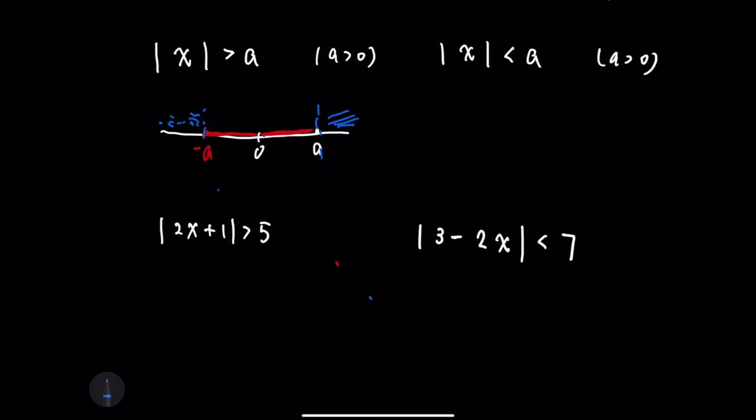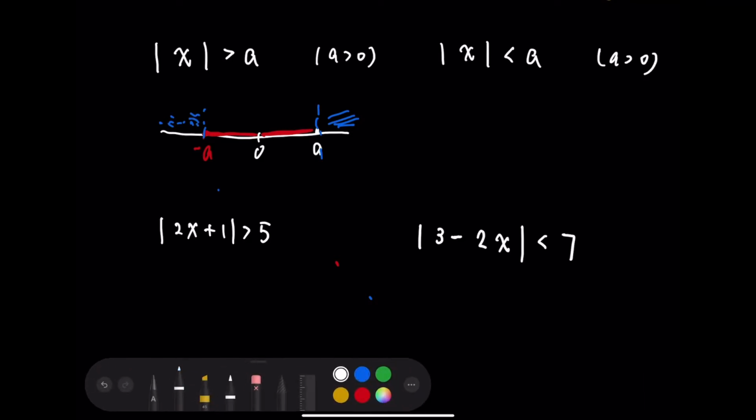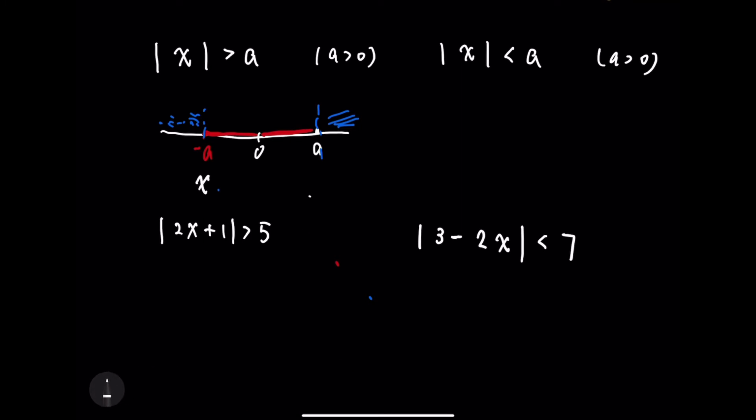So from this drawing here, we can conclude that x needs to be bigger than a, or x needs to be less than negative a. Then those numbers, the blue numbers, the distance will be more than a.